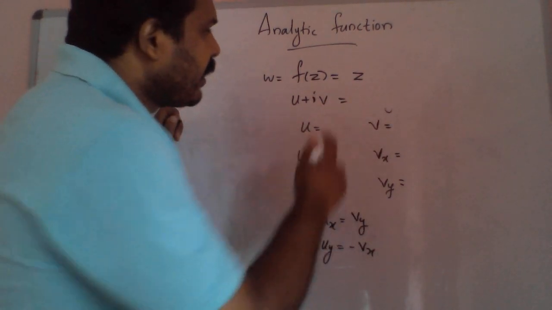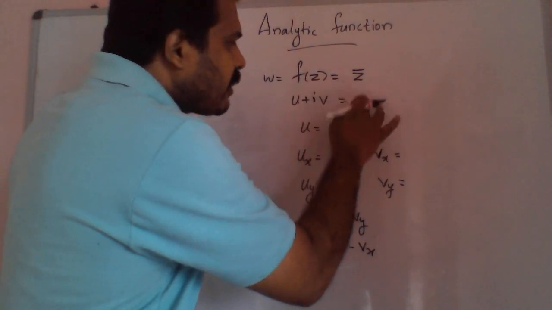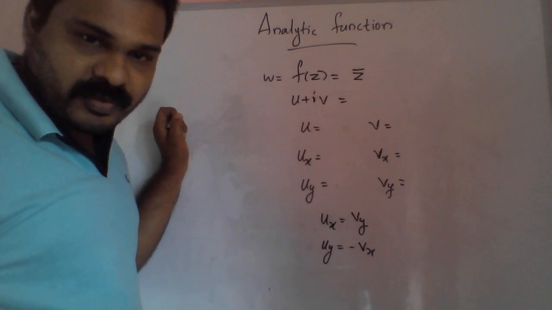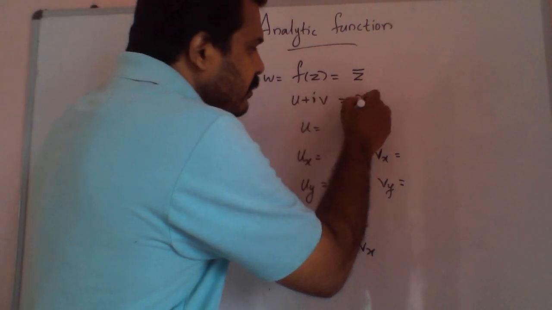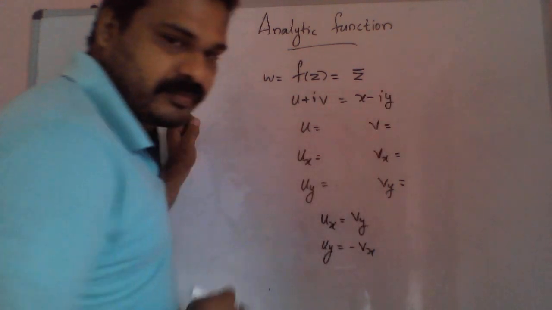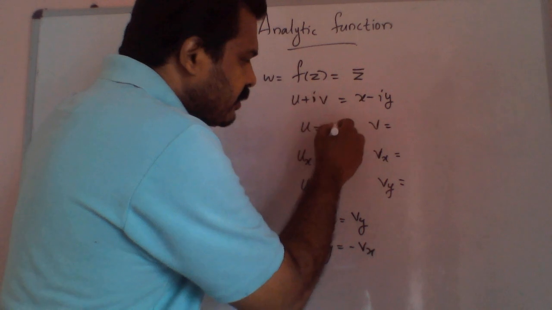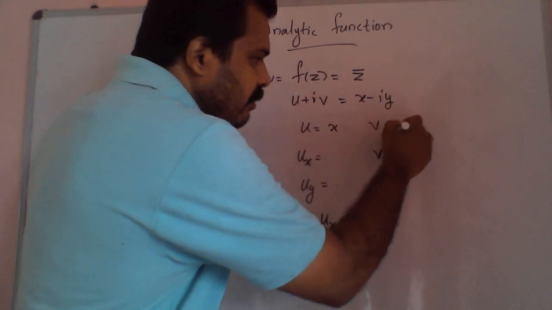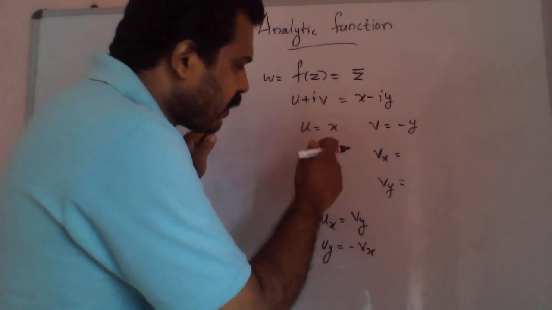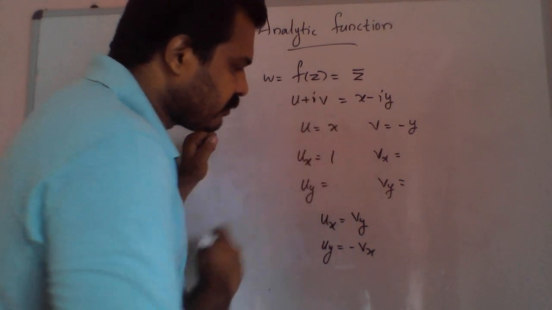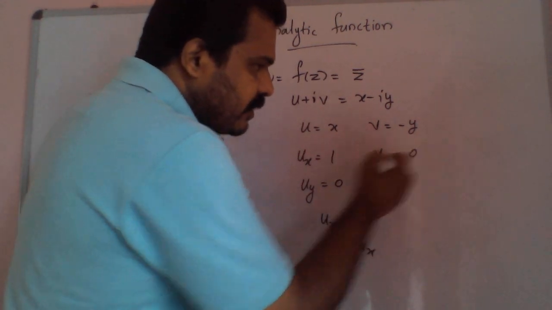That is, I take f of z equal to z bar. Then u plus iv is z bar, the conjugate of z. Z conjugate is x minus iy. So u, the real part, is x, and v, the imaginary part, is minus y. So ux, differentiating u with respect to x, is 1. uy is 0. vx is 0.